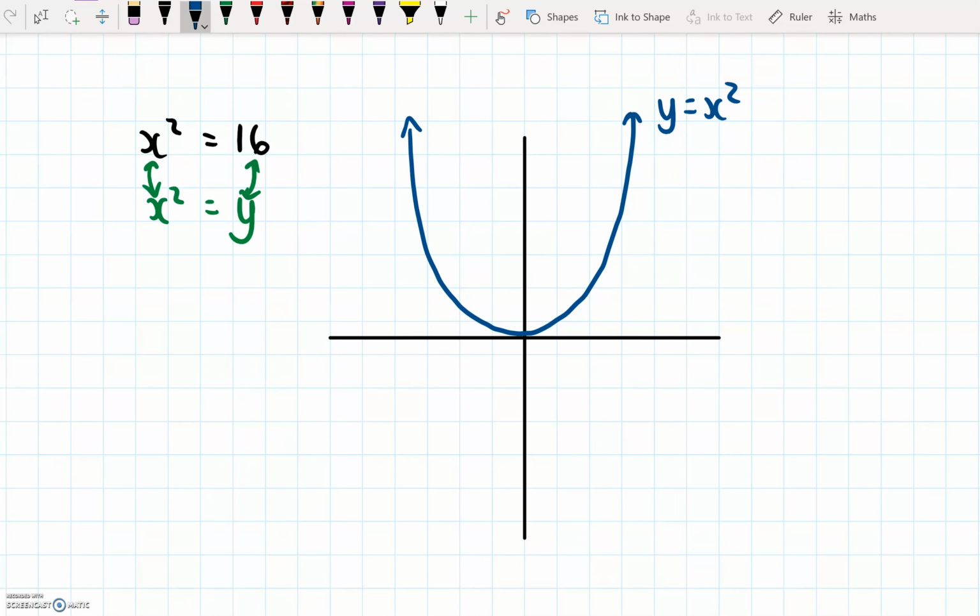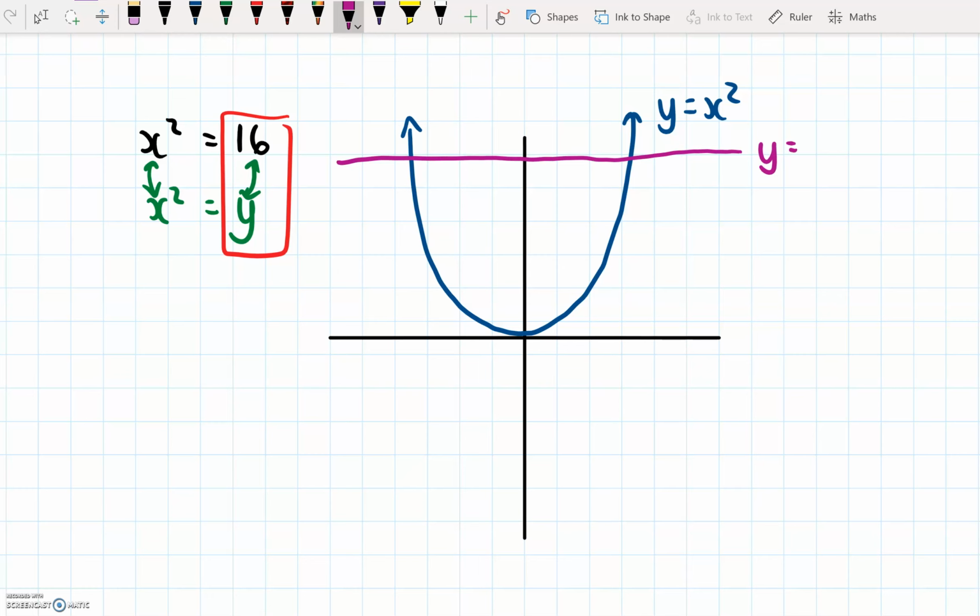Okay, so that's what I've written here in green. But I've also said that y is 16, haven't I? I said here that we've said that y is 16. So what we actually have is a second line, a horizontal line here. And this line is y equals 16.